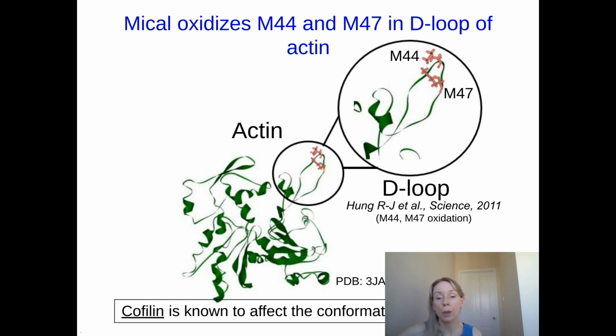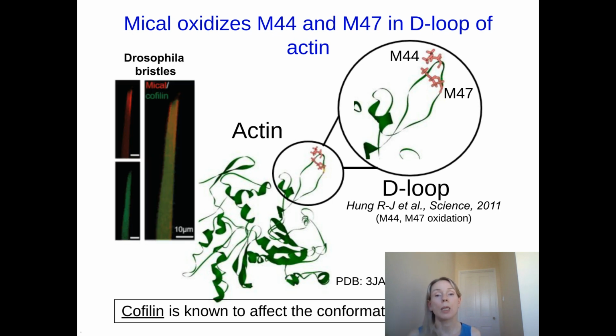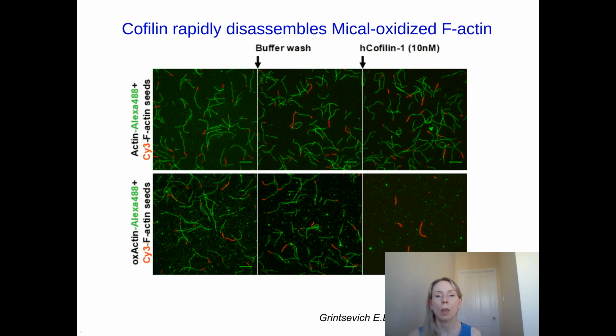And also, this is beautiful data from Jonathan Terman's lab. You can see that you can have distinct colocalization of Mical and Cofilin in Drosophila bristles. So it is legitimate for us to ask the question if there is any synergy or potential crosstalk between these two regulators. And what we found was quite striking.